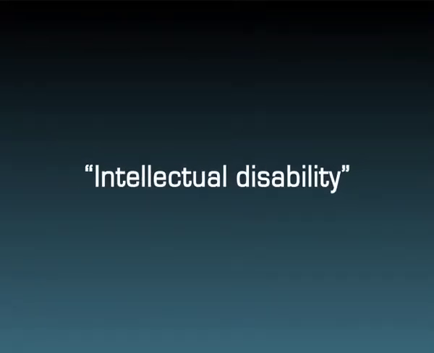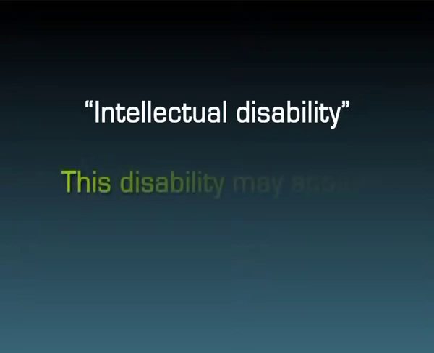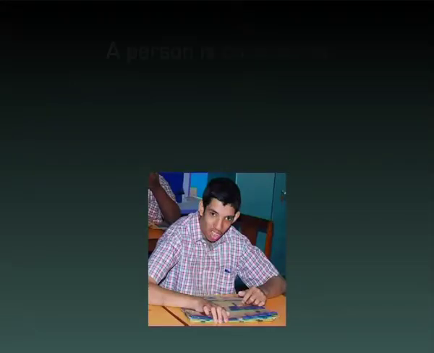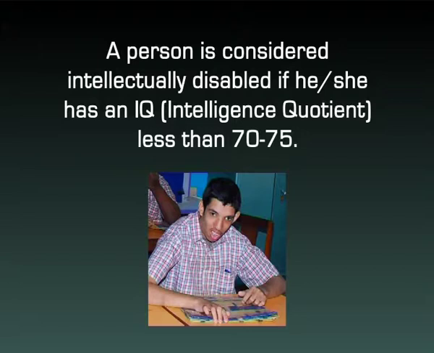Now, let's discuss mental retardation. Mental retardation is a subtype of intellectual disability. This disability may appear at any age. A mental disorder is a psychological or behavioral pattern generally associated with subjective distress or disability that occurs in an individual and is viewed by the majority of the society as being outside of normal development or cultural expectations. A person is considered intellectually disabled if he or she has an intelligence quotient less than 70 to 75.